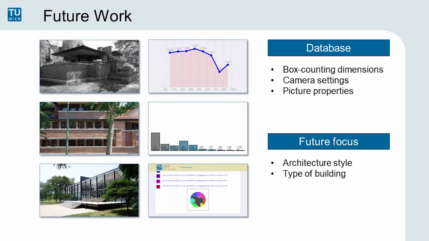All these various methods lead to a number of descriptive values. In order to be able to compare buildings with each other and with iconic architectural examples, the results have to be stored in a database. This is part of future work. But also additional information about the building and the settings of the photo has to be provided for future analysis. Future work will also deal with the connection to style and type of building.